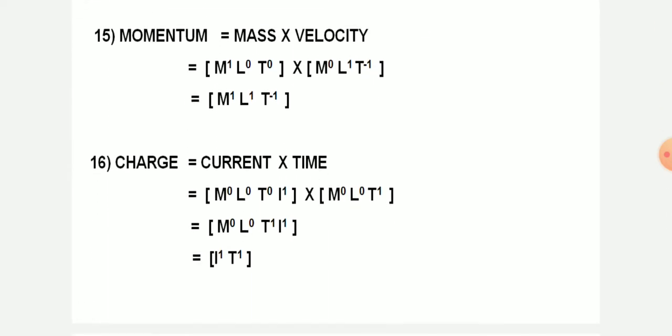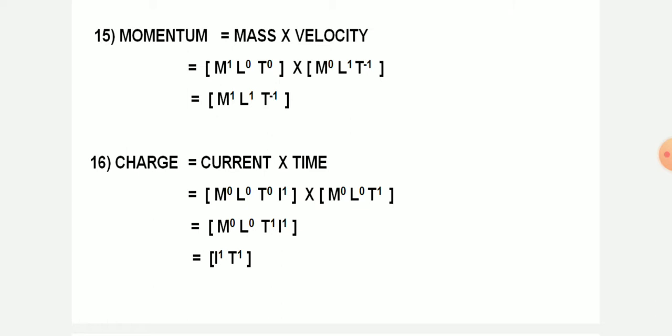Then the momentum is nothing but the product of mass and velocity. So we know that the dimension of mass is M to the power 1, L0 and T0, as there is no length and time. Similarly, the dimension of velocity is M0, L1, T-1. If we combine these two, the final answer will be M(1 plus 0 is 1), L(0 plus 1 is 1), T(0 minus 1 is minus 1). So M1 L1 T-1 is the dimension of momentum.